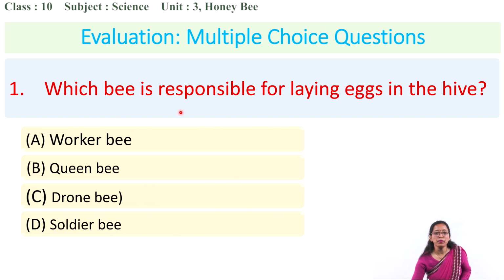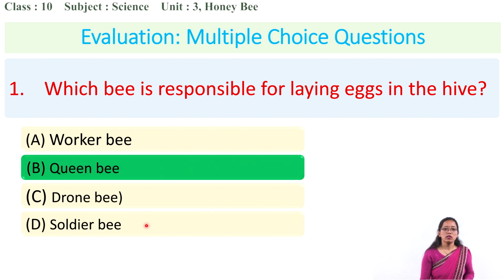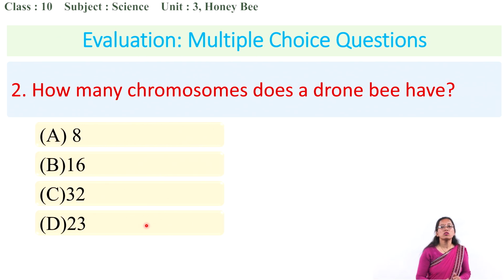First type of question is the multiple choice question. The first question is, which bee is responsible for laying eggs in the hive? Can you guess? Worker bee, queen bee, drone bee, soldier bee. Which one is the correct answer? Yes, it is the queen bee. And next question, how many chromosomes does a drone bee have? Which one is the correct answer? Already we have discussed. Very good.